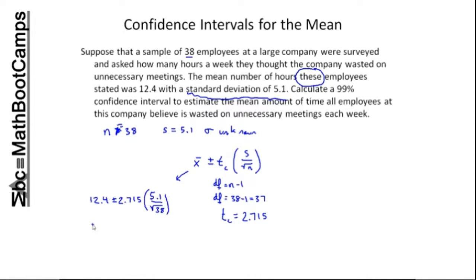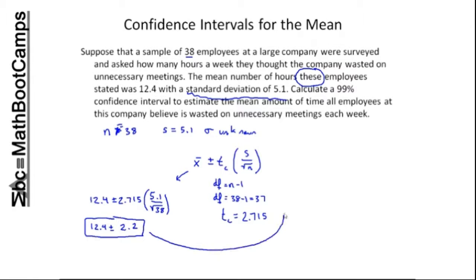Okay, so first thing I'm going to do is calculate the margin of error. So that's 2.715 times the 5.1, etc. Now I get a margin of error of 2.2. So we got 12.4 plus or minus 2.2. So this is one way we could list the confidence interval.